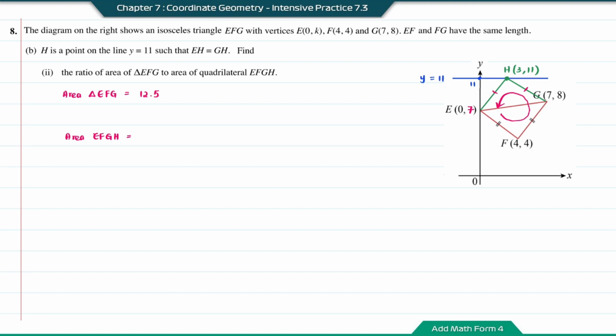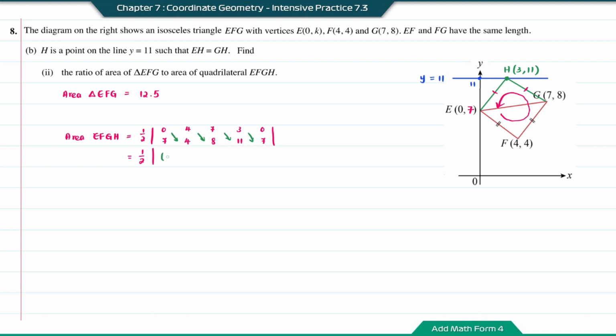Again, I'm going to use the shoelace formula and arrange the coordinates anti-clockwise. Start with the coordinate E. So it will be 1 over 2. Start with the coordinate (0, 7), followed by (4, 4), (7, 8), (3, 11), and end with the first coordinate. So next, it will be 1 over 2 times the sum of all products in these directions.